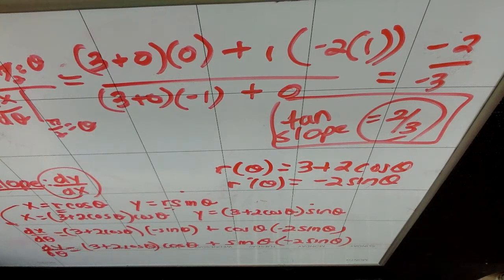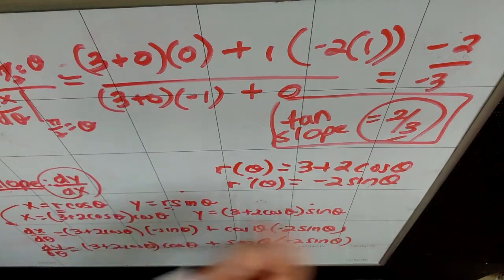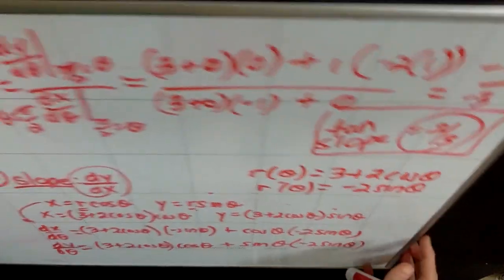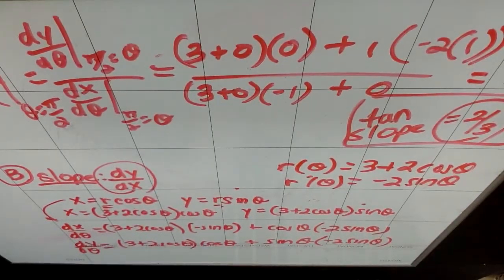Great. Okay, lastly, C. A particle moves along the curve r equals 3 plus 2 cosine theta from 0 to pi over 2, so only in quadrant 1, which I was going to point out on my graph, but my graph's not there anymore. In such a way that the distance between the particle and the origin increases at a constant rate of 3 units per second. Find the rate at which the angle theta changes with respect to time at the instant when the position of the particle corresponds to theta equals pi over 3.